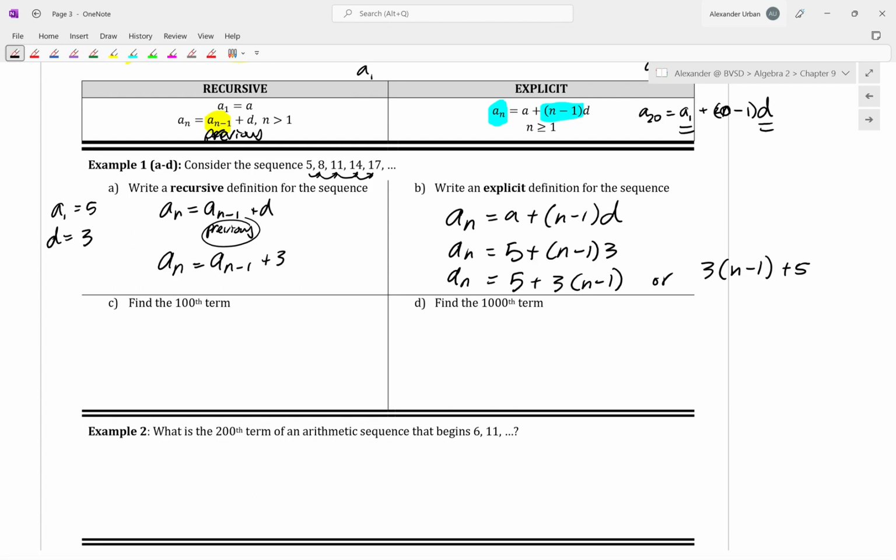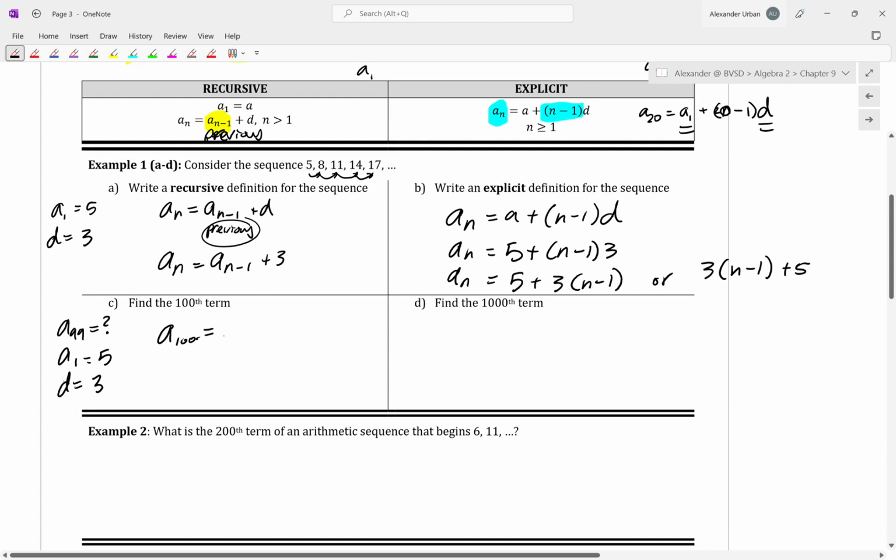So to find term numbers, in this case the 100th term, I'm not going to use the recursive definition because I don't know what a sub 99 is. But I do know the first term, and I do know the common difference. The first term is 5, the common difference is 3. So if I want a sub 100, I'm going to equal it to 5 plus 100 minus 1 times 3. So in this case here, I'm going to end up with 5 plus 297, and then I'm going to add it, and I'm going to end up with 302.